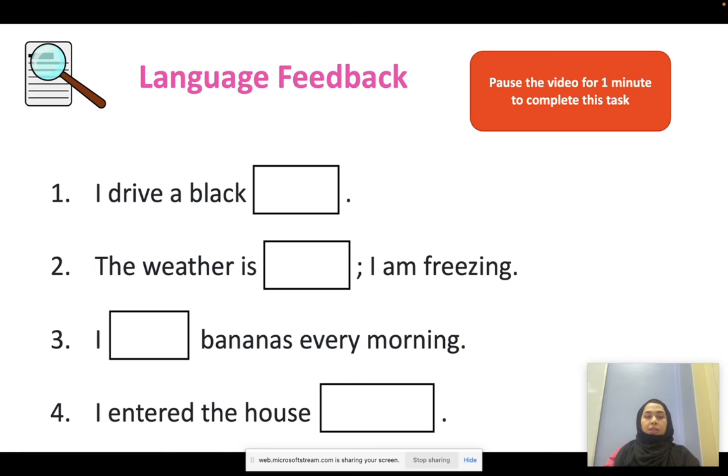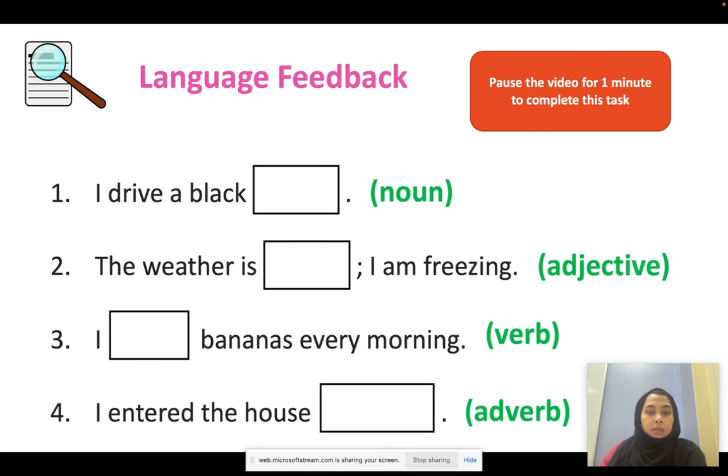Now that we've reached the end of our lesson, we're going to do a quick language feedback. The video is going to pause, and I want you to think of what part of speech is missing and what suitable word you would put to fill in the gap. Go. Excellent work, guys. Let's do this together now.